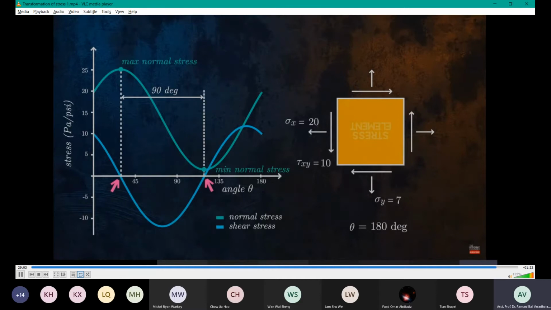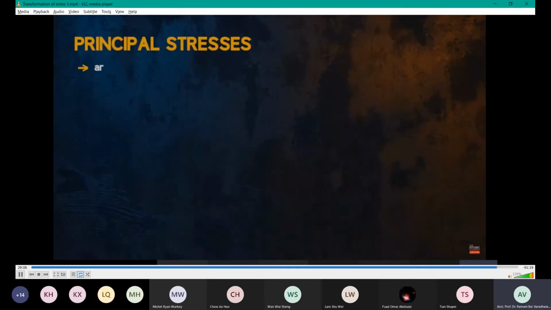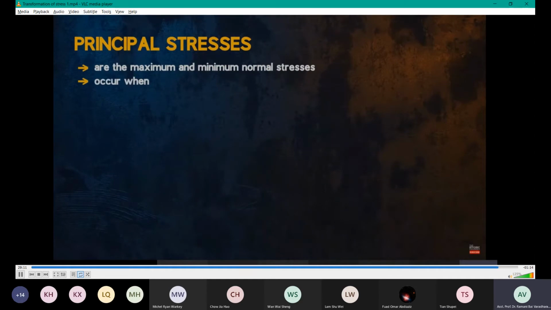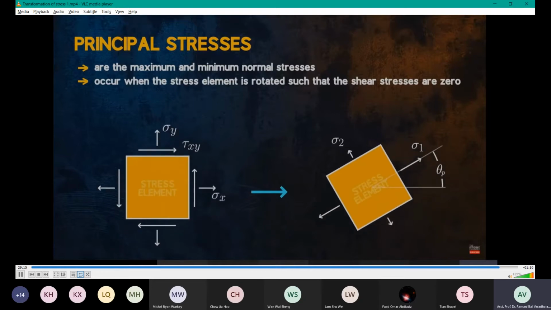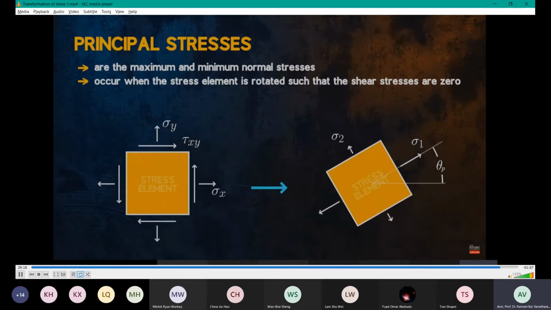Principal stresses are very important, so let's recap. They are the maximum and minimum normal stresses acting on our stress element. They always occur when the stress element is rotated such that the shear stresses are zero, as shown here. We denote the maximum and minimum principal stresses using the symbols sigma 1 and sigma 2 respectively. The rotation angle which gives us the principal stresses is denoted using the symbol theta p. Because it is the maximum normal stress at the location of our stress element, being able to calculate sigma 1 can be important for predicting failure.